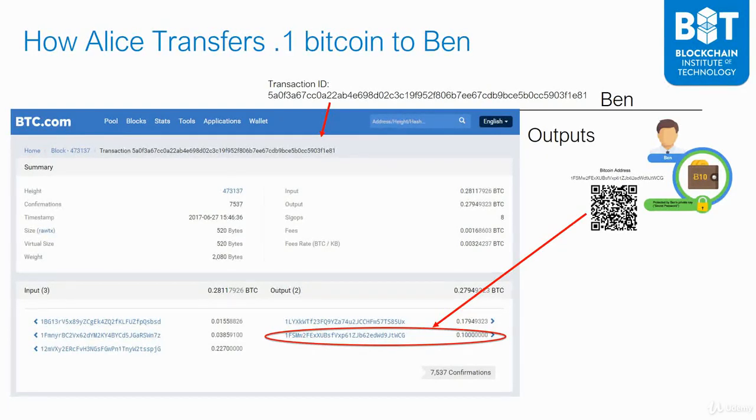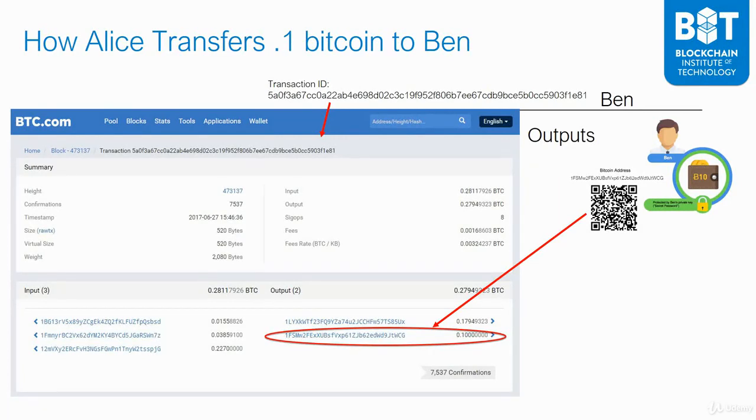And what you find is that there are inputs and there are outputs. Among the outputs, there are two. There's one that includes Ben's Bitcoin address. You can see clearly here that the Bitcoin address I showed you is one of the outputs, and it has 0.1 BTC that's destined to it. Let's go further into how this whole transaction is built.